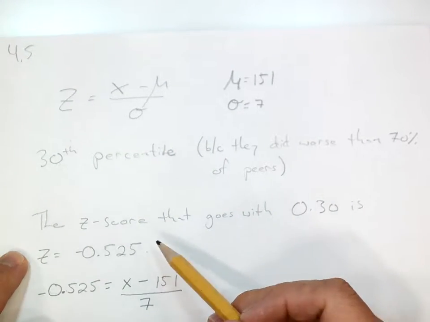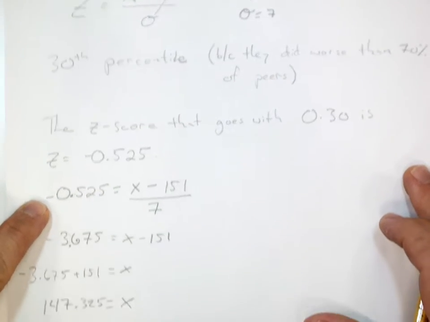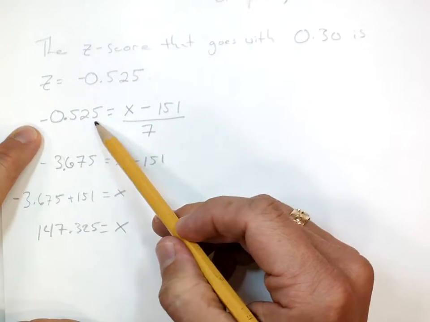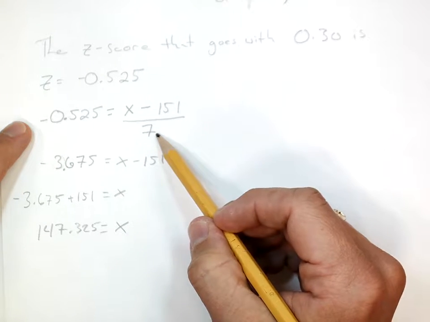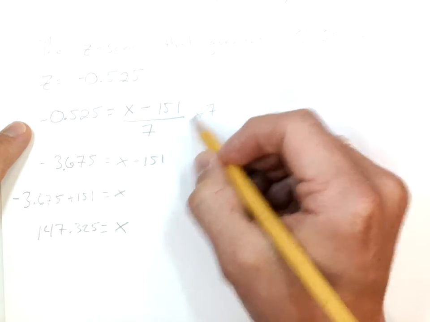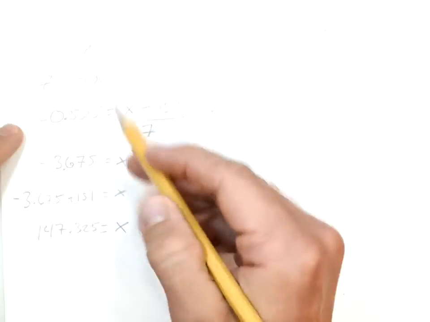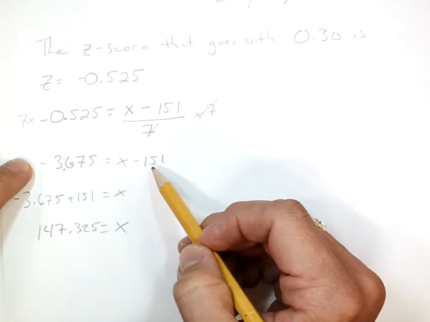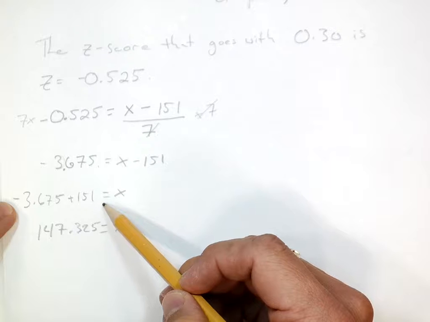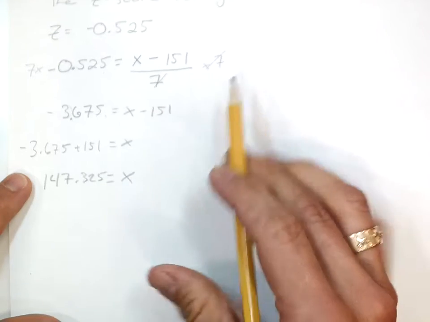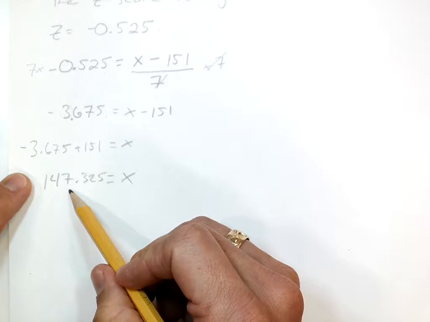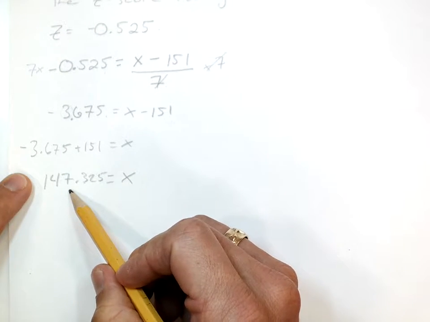We're going to use this z-score when doing this z-score formula. So here it is, negative 0.525. I plug that in to this equation for my z-score. Now what I'm going to have to do is solve for x. I multiply both sides by 7, so maybe I'll write times 7 over here. These ones cancel. 7 times that, and then I get 3.675. I have to add 151 to both sides, so I do that, and I get x is equal to 147.325. So the student who had the GRE score of 147 did better than 30% of their peers or worse than 70% of their peers.